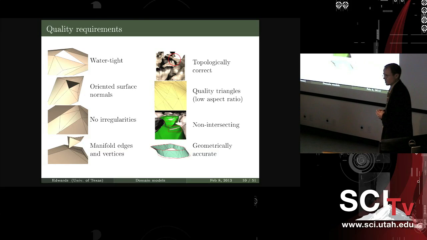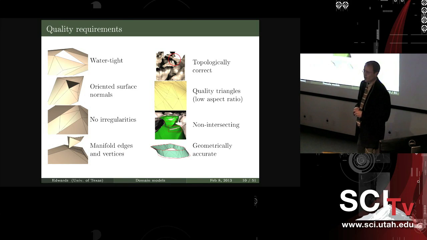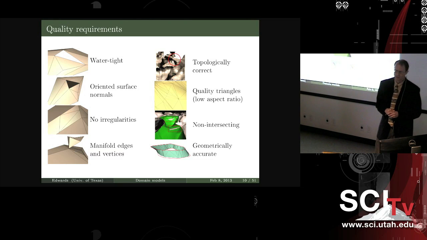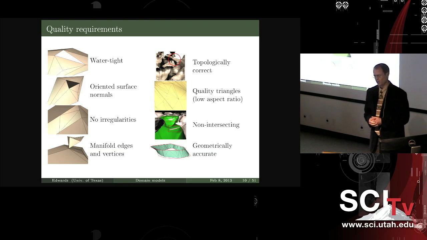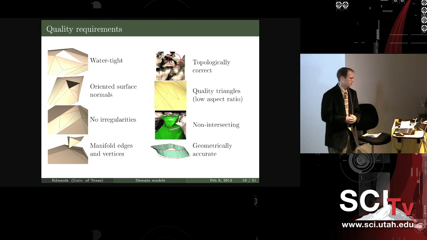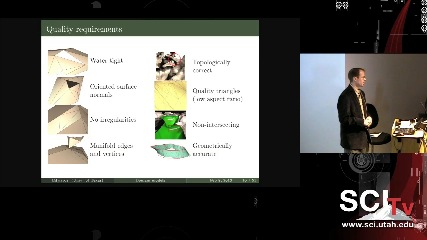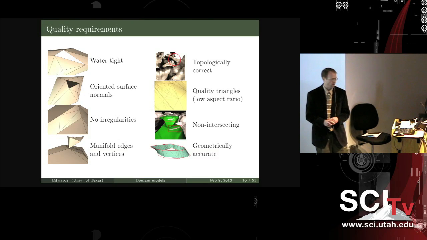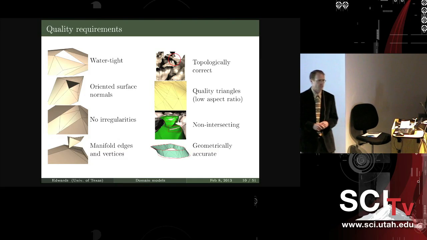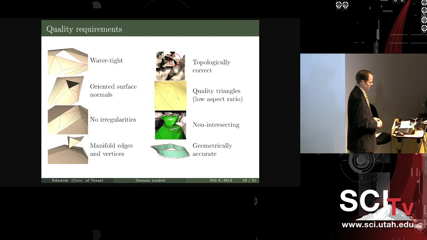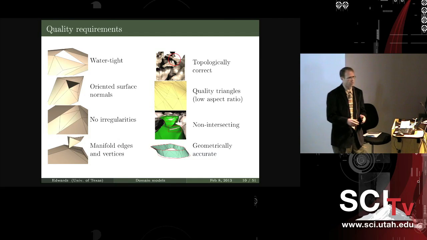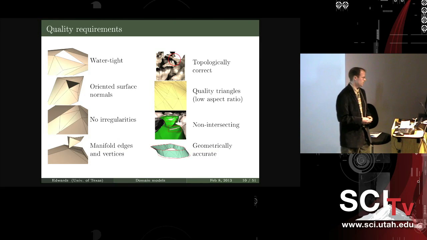Lots of work done on this, but we have certain requirements on our mesh. So the left four are properties you would expect pretty much from any meshing algorithm. We want them to be watertight. We want the surface normals to be oriented. We don't want irregularities, and we don't want non-manifold vertices or edges. This is an example of a non-manifold vertex, where a ball centered at the vertex of arbitrarily small size intersected with the surface doesn't yield a topological disk.